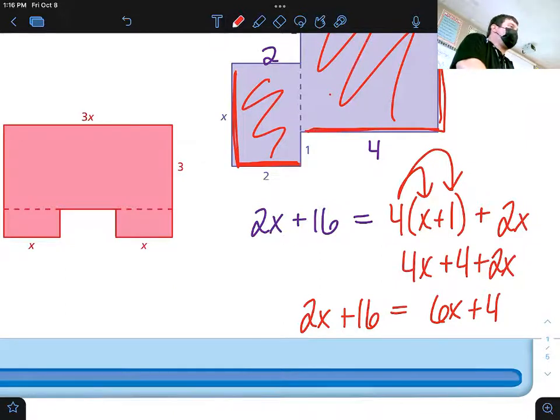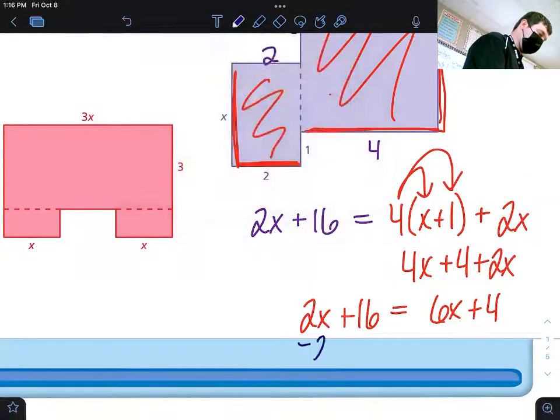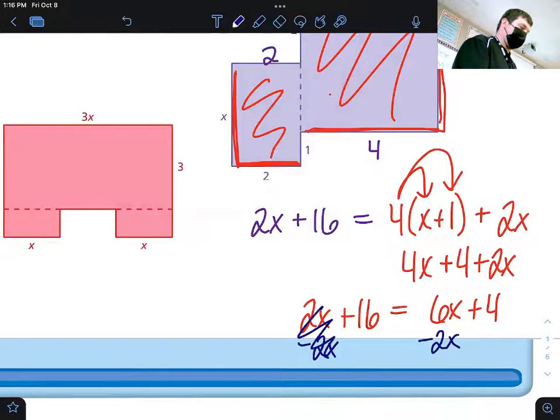Since I have a variable term and a constant term on both sides, let's move the variable to the side that's going to keep it positive. We talked about that yesterday. Is it going to be better to subtract 2x from both sides or subtract 6x from both sides? What do you think, Carter? 2x. That's right. So if I subtract 2x from this side and from this side, that's going to eliminate the 2x on the left. And what's it going to give me, Carter, on the other side?